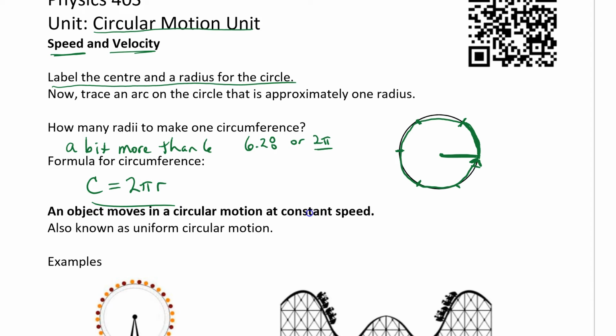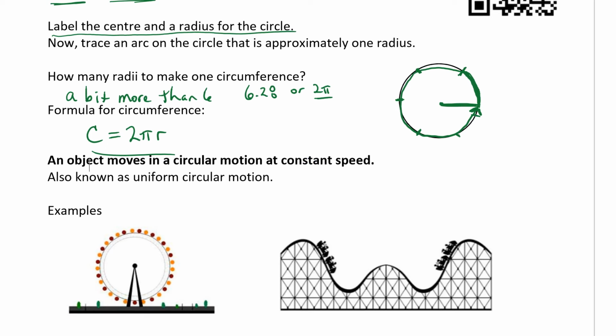So the next part we're going to look at is, our unit is about an object that moves in circular motion at constant speed. We're going to be looking at objects that are moving in a circle and are relatively at a constant speed. Another name for this is uniform circular motion.